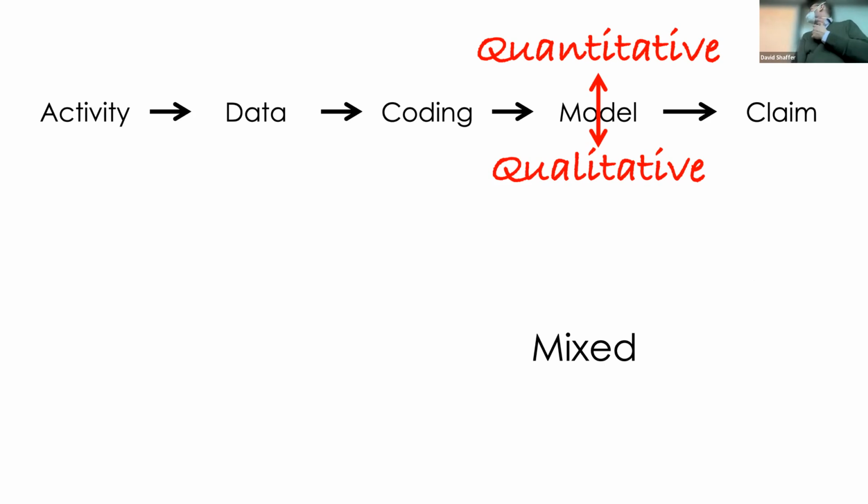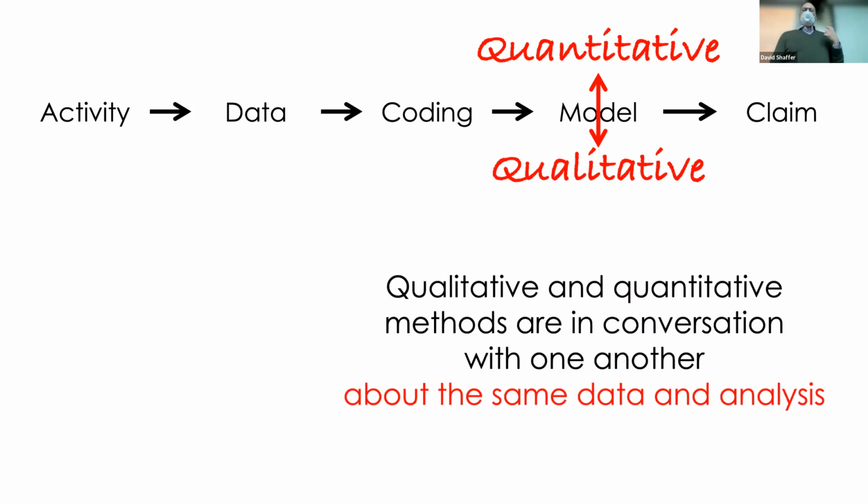And so rather than mixed methods where we do something that's qualitative, we do something that's quantitative, and we triangulate between the two. Maybe we give a survey and then we use that survey to interview some people. That's a relationship, but it's not actually unified. They're not actually having the qualitative and the quantitative methods in conversations with one another about the same data.